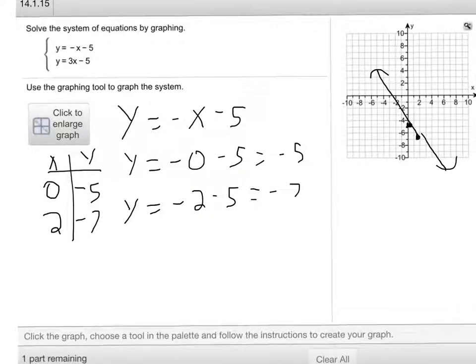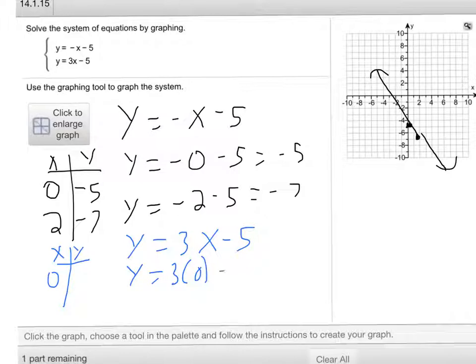Now I'll do the second line in a different color here. So I'm going to look at y equals 3x minus 5. I want to repeat the procedure. I want to pick two numbers. Well, again, I like choosing 0 because it's awful easy to work with. So it'll be 3 times 0 minus 5. Hey, I get minus 5. So I already know the solution. They both meet at 0, negative 5.